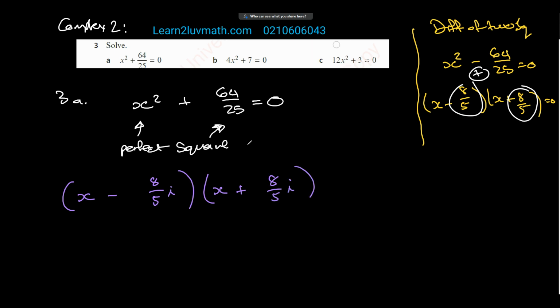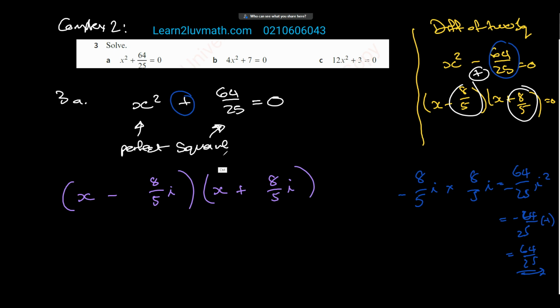And why? Let's have a look at why. Because if I take 8 over 5 minus i and I multiply it by 8 over 5 plus i, I end up with 64 over 25 minus i squared. That's negative 64 over 25 times negative 1, which is 64 over 25, which means that you still end up back there, except you can allow a plus in there. So when you multiply those two, you'll end up with a plus 64 over 25. So in this case, we're using the concept of difference of squares to factorize that.